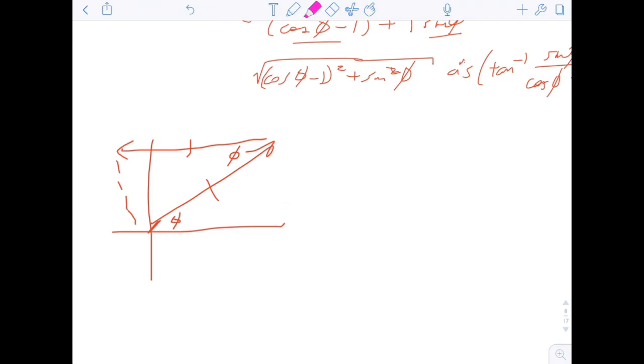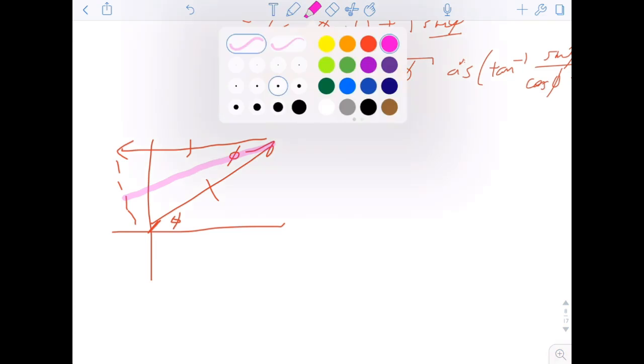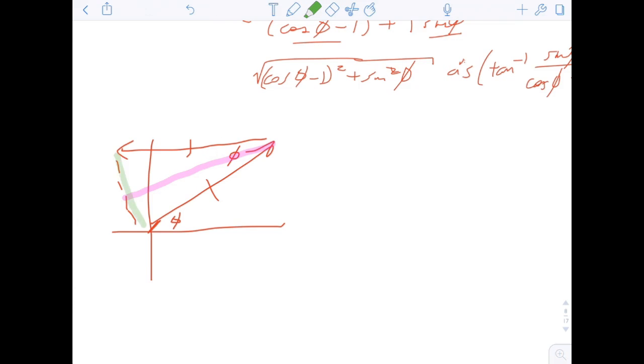And I'm going to draw another fake line here. Okay. So with these lines, I am going to try to get simpler expressions for the length of this resultant vector and the angle of the resultant vector.